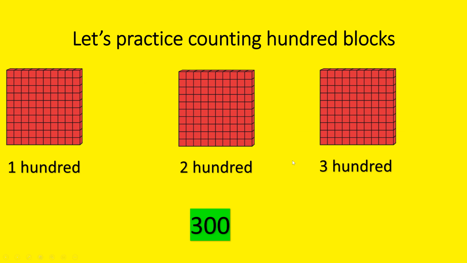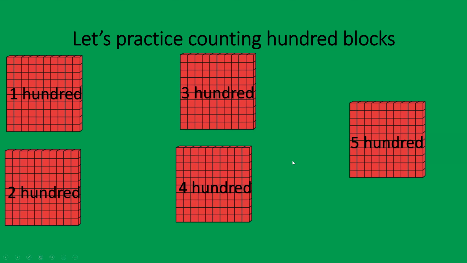Let's do another one. Oh, I see a lot of 100's blocks. Let's count together. Touch each 100's block as we count. 100, 200, 300, 400, 500. I have 500. So each block equals 100. So 5 blocks altogether equal 500.